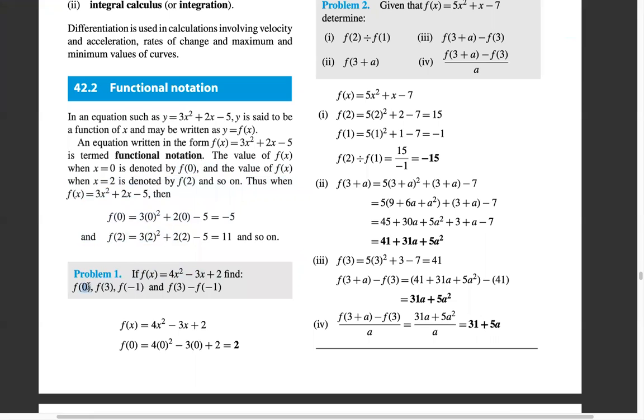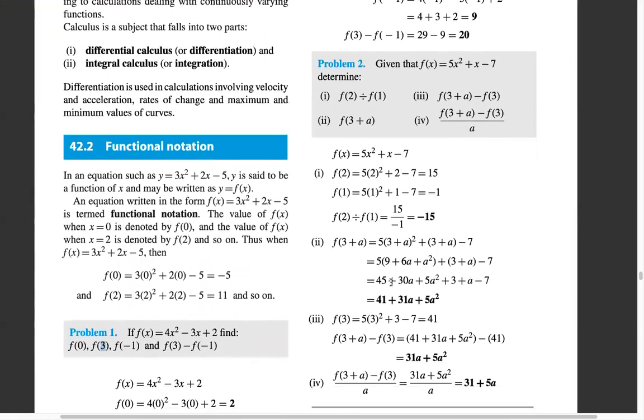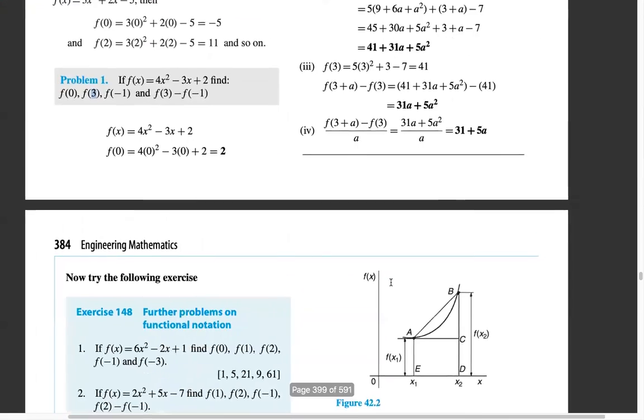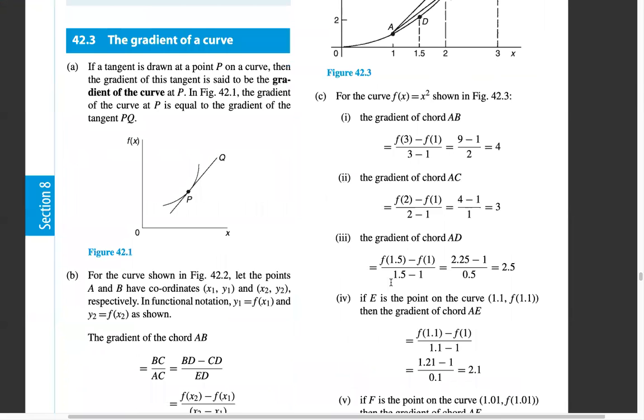They give you 0. f of 0 is the y value corresponding to x equals 0. f of 3 is the value of y when x is 3. So that's a different point, right? And you just substitute and you find these things here. This is the function notation that they're trying to show you, right? But you see, they come quickly and swiftly to the idea of the gradient of a curve.